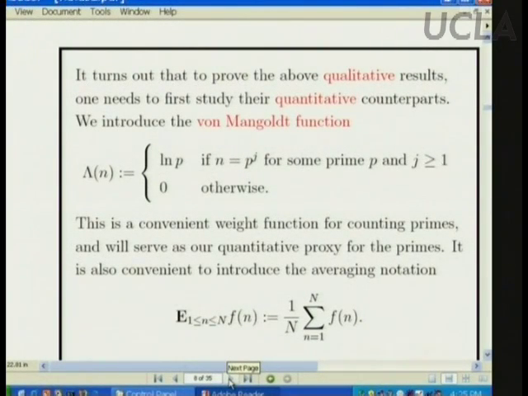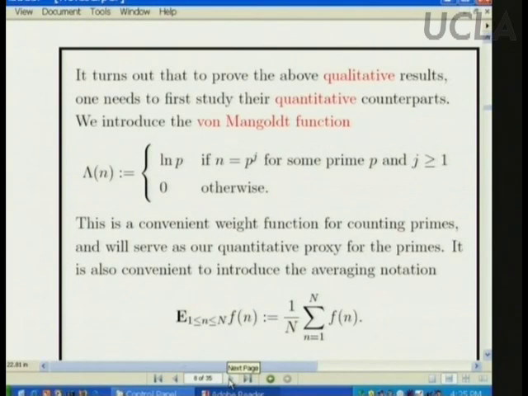Another piece of notation: I will keep averaging things. If I want to talk about the average value of a function, where you take all the numbers from 1 to n, evaluate f from 1 to n and take the average, I'll just call it the expected value of f, or of f from 1 to n.